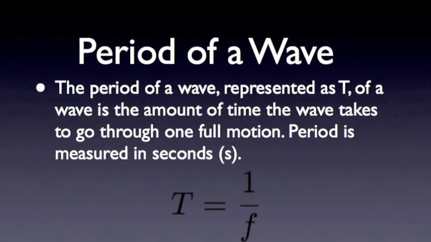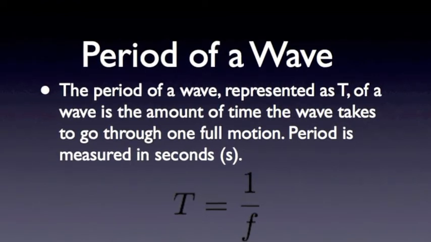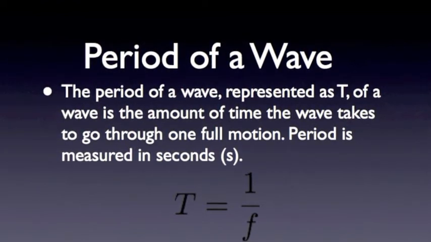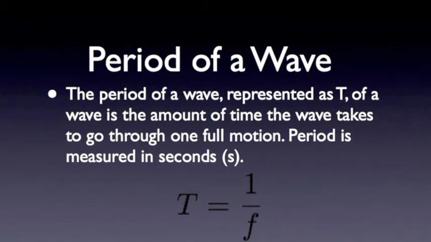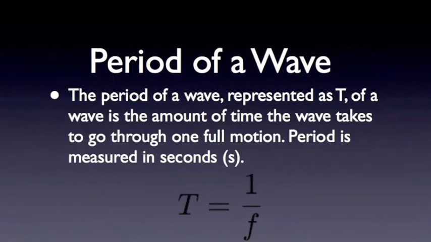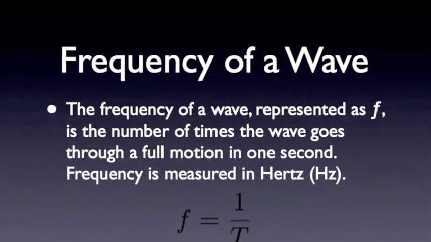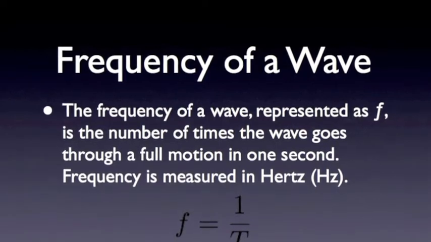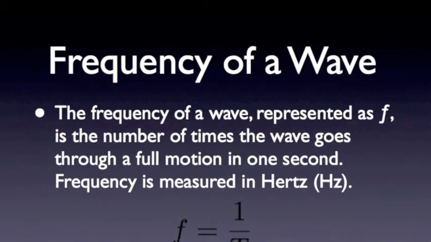Period of a wave. The period of a wave, which is represented as T, is the amount of time the wave takes to go through one full motion. Period is measured in seconds. Period equals 1 over the frequency. The frequency of a wave, represented as f, is the number of times the wave goes through a full motion in 1 second. Frequency is measured in hertz. Frequency equals 1 over period.